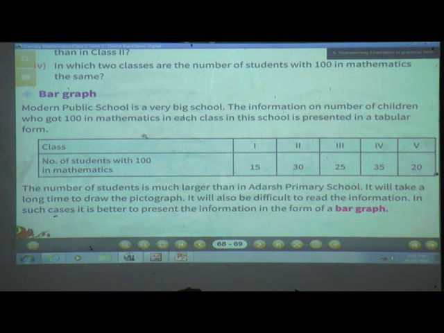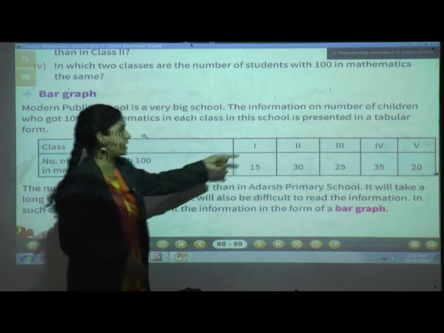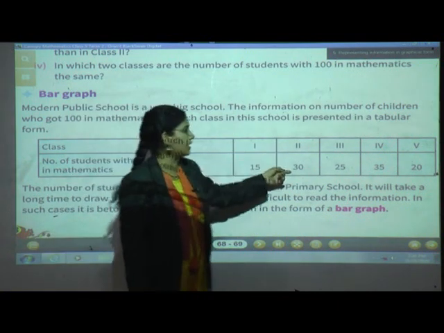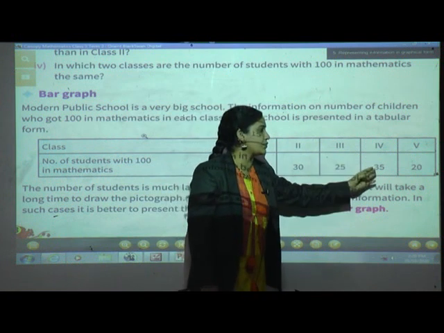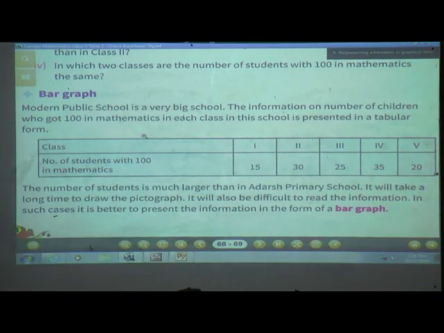in mathematics. See, in class 1, 15 students got 100 marks, in class 2, 30 students, in class 3, 25, in class 4, 35, and in class 5, 20 students. Okay, now the number of students is much larger than in other primary schools. It will take a very long time to draw the pictograph, isn't it? It will also be difficult to read the information in such cases. It is better to present the information in the form of a bar graph.